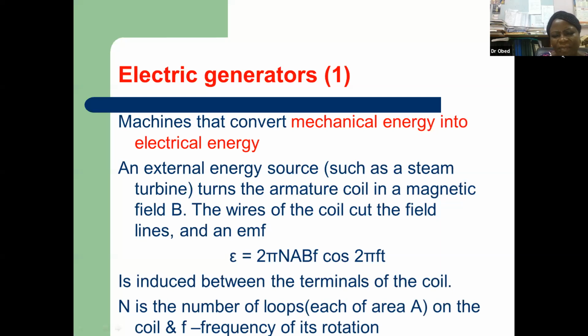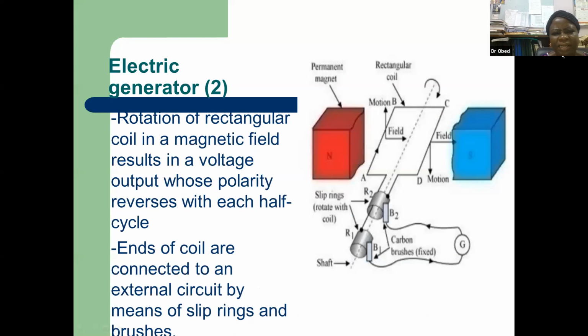N is the number of loops, A is the area, and f is the frequency of rotation. So that's the formula. So how does an electric generator operate?